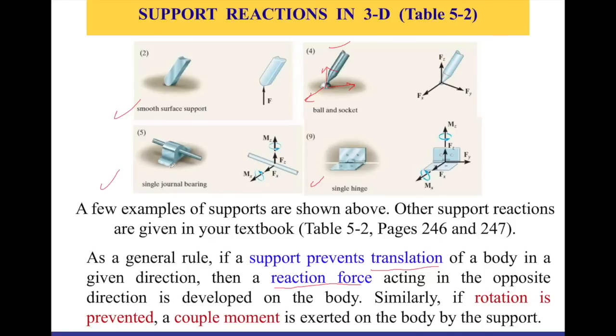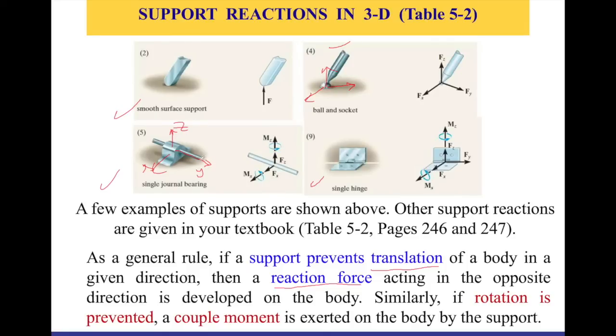Look at this example for a single journal bearing. The bearing is preventing translation, which is movement in the x direction here and in the z direction, right? So it's preventing going up and preventing going along the x-axis. However, in the y-axis, the rod inside the journal bearing can actually slide, so it can still move in the y-axis. That's why we don't have a reactive force there. When it comes to movement, we have 3 axes: x, y, and z.